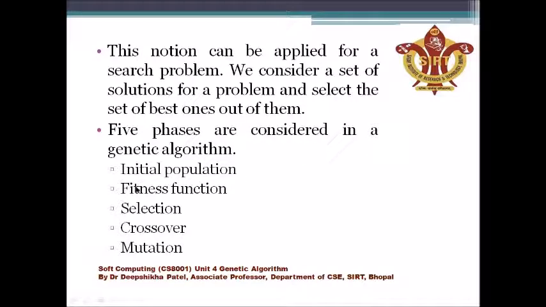First of all, we have to initialize the population. So the first phase is initial population, second is fitness function, third is selection, fourth is crossover, and the last one is mutation. Here I am going to explain all of these one by one.